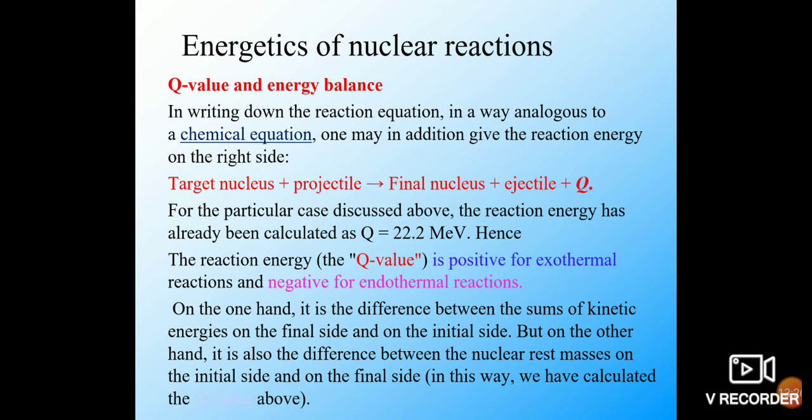Okay, now during this nuclear reaction energy is released. Most times energy is released. That energy is represented by the notation Q. So when the Q value is positive, that reaction is called an exothermal reaction, and when the Q value is negative, then it is called an endothermal reaction.